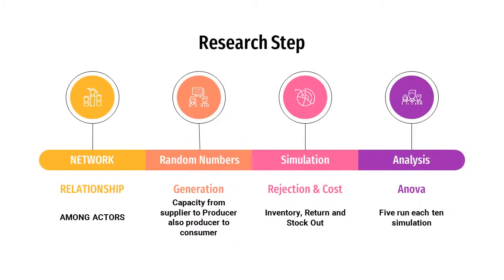To confirm the complex problem in this paper, we built a research path. The research path began with building a relationship between actors in the form of a network. After the network was performed, we generated random numbers. The random numbers focus on capacity from supplier to producer, also producer to consumer. After that, we executed the random numbers with simulation. The simulation focused on inventory, return, and stock out cost, in the form of rejection and cost. Finally, the result of the simulation, we analyzed with analysis of variance.